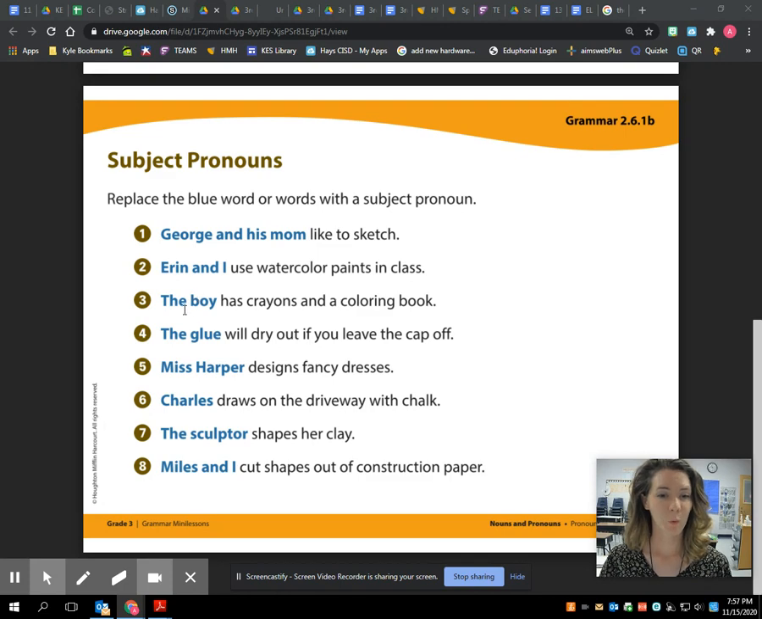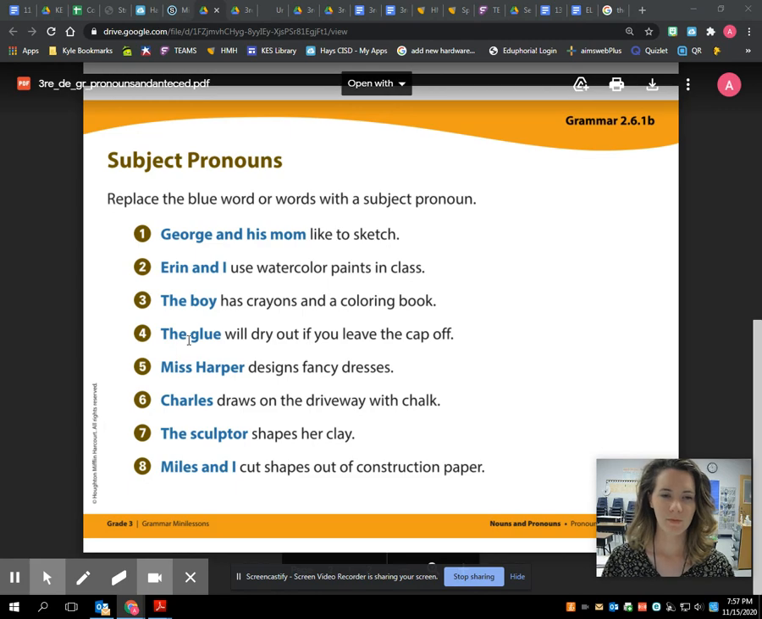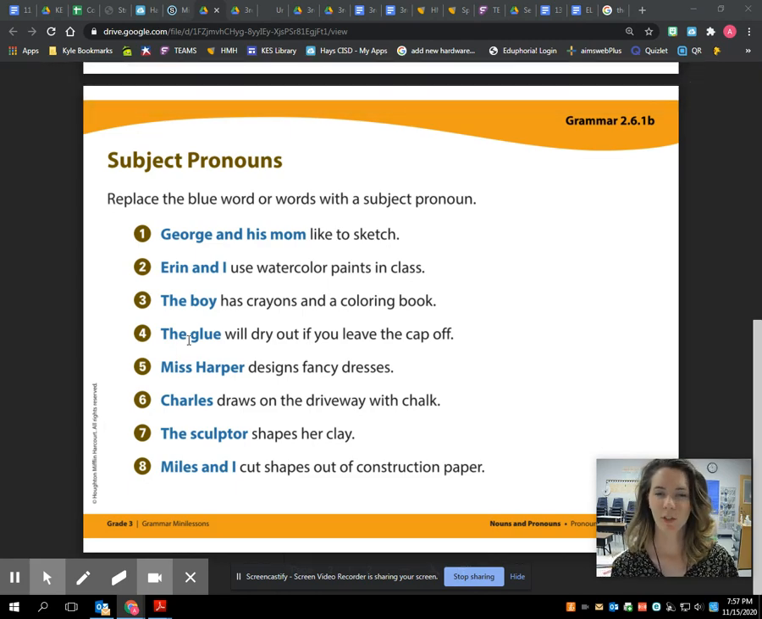Number 3, the boy has crayons and a coloring book. How many people? Just one, the boy. And what pronoun could we replace the boy with? He. He has crayons and a coloring book. Number 4, the glue will dry out if you leave the cap off. Now, the glue is not a person, but it is a noun because it's a thing. So what pronoun could we replace the glue with? Well, we could replace it with it. It will dry out if you leave the cap off.